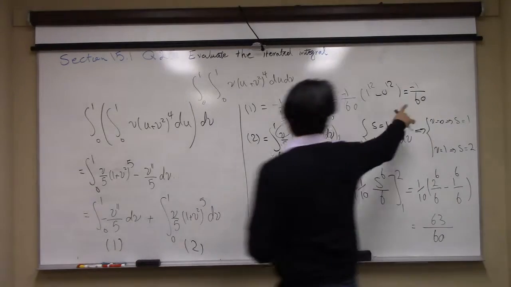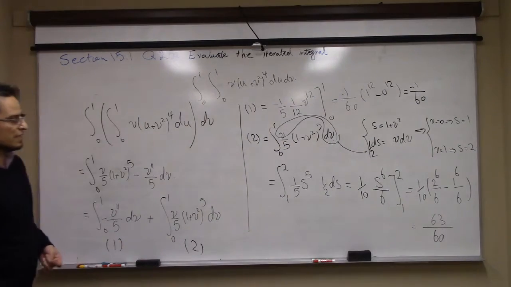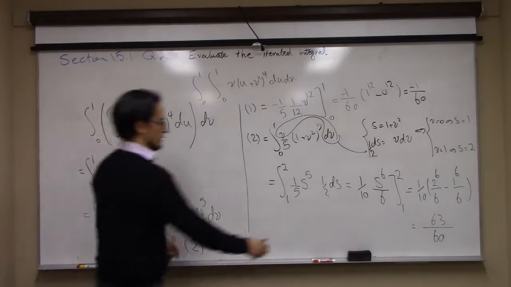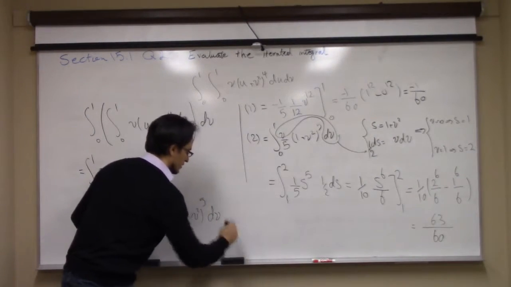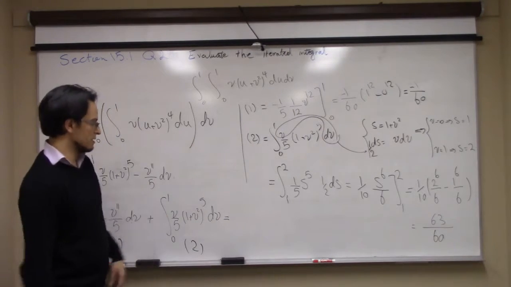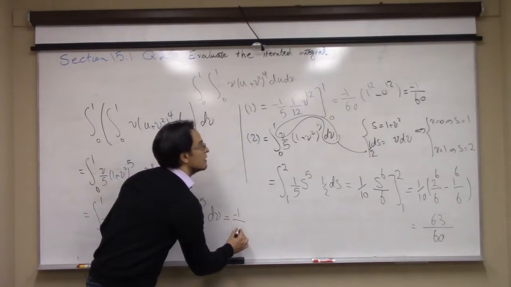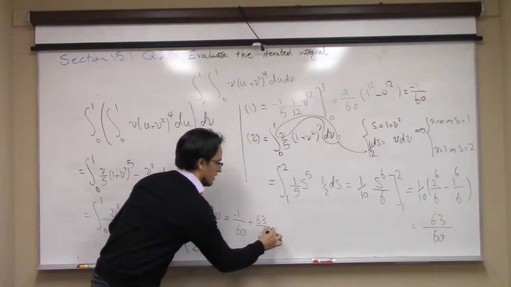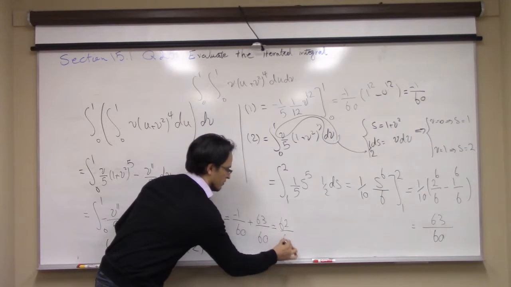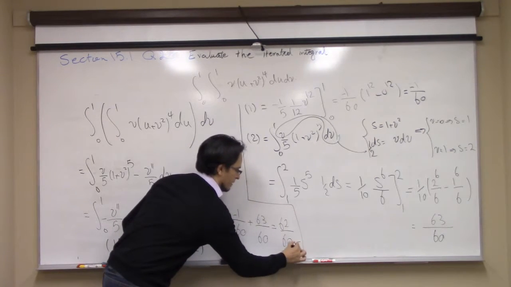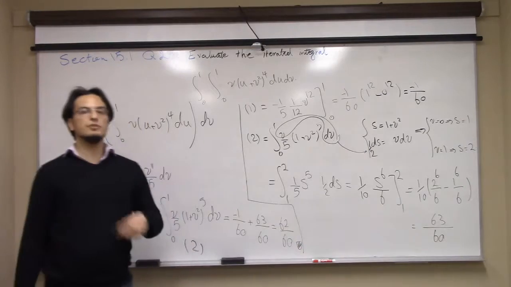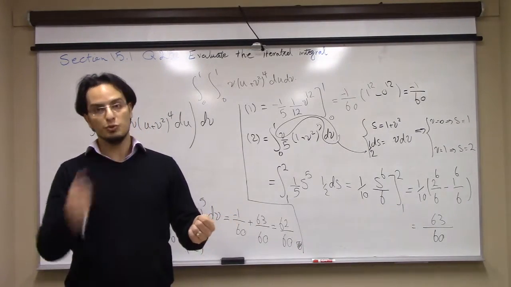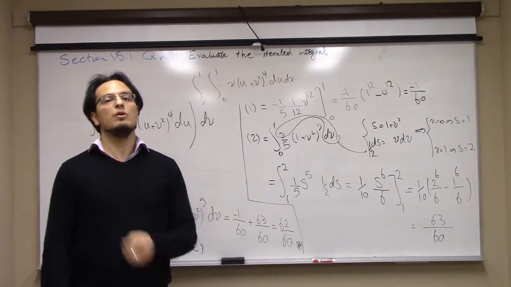So integral 1 was negative 1 over 60. Integral 2 is 63 over 60. So then the whole thing is going to be minus 1 over 60 plus 63 over 60, which together is 62 over 60. Again, remember, an iterated integral is nothing but a regular integral. You do the inner one, then do the outer one. Thank you.